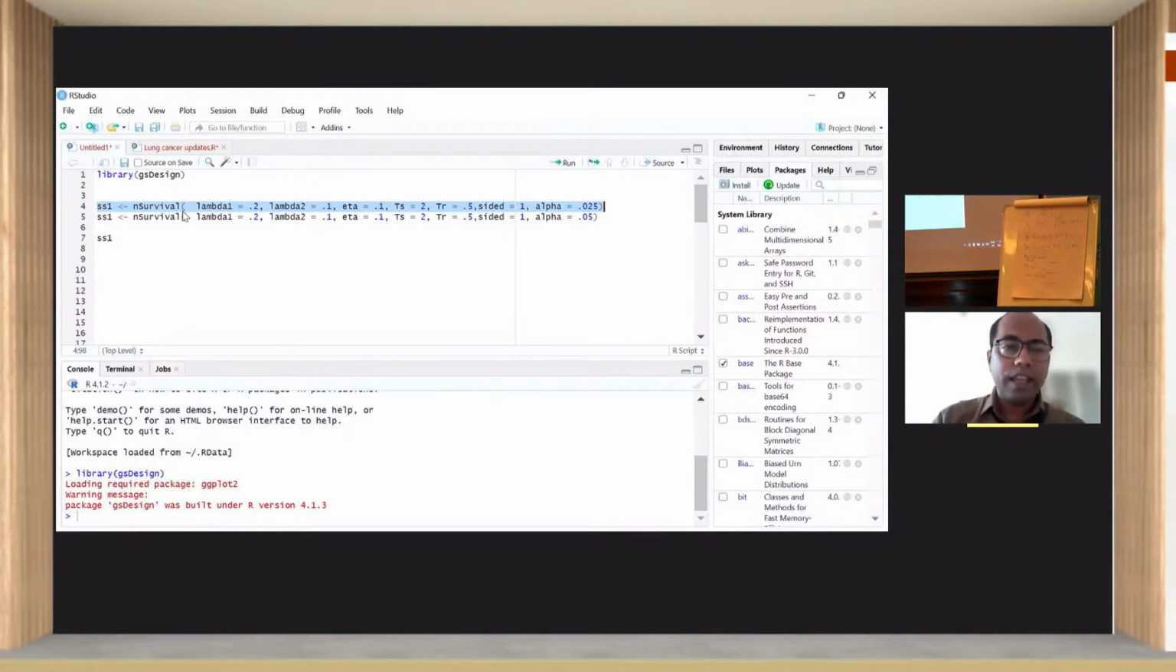So this is nSurvival: small n, then capital S, then survival. Look, R is case sensitive, so capital S means you always have to put a capital S in nSurvival. This is a function that calculates the sample size.